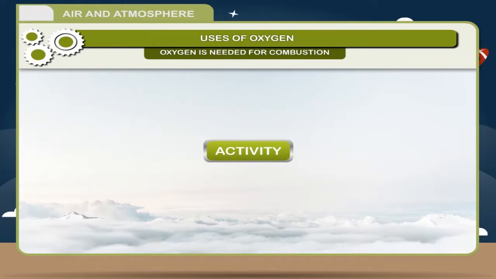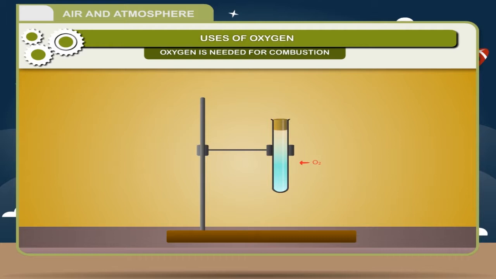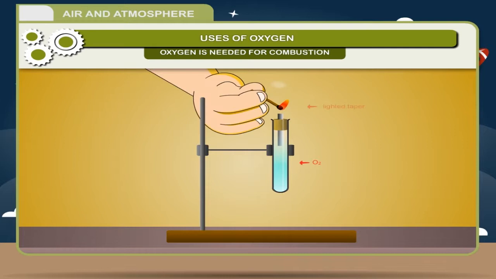Activity. Take one holed corked test tube of oxygen and insert a jet tube through the hole. Bring a lighted taper near the jet tube. It is observed that oxygen does not burn at the mouth of the jet tube. It is thus concluded that oxygen is not combustible.